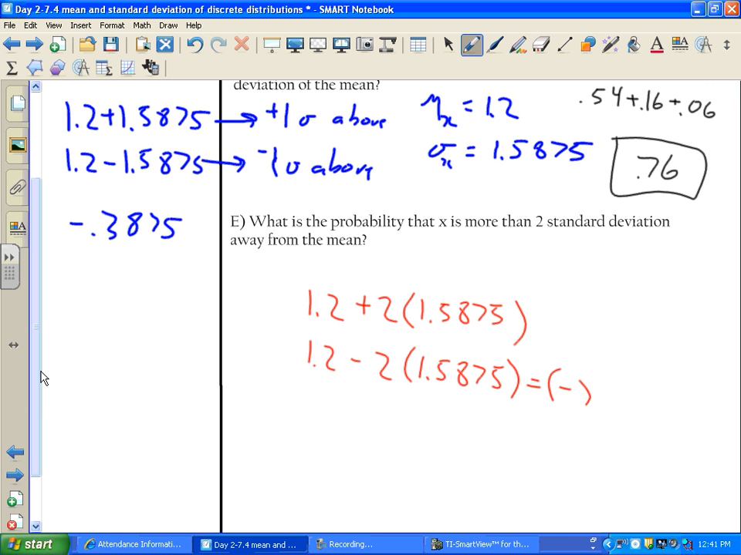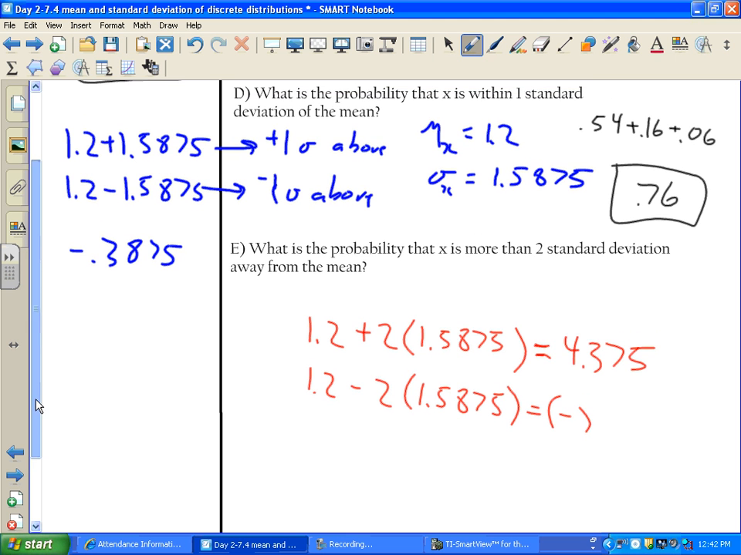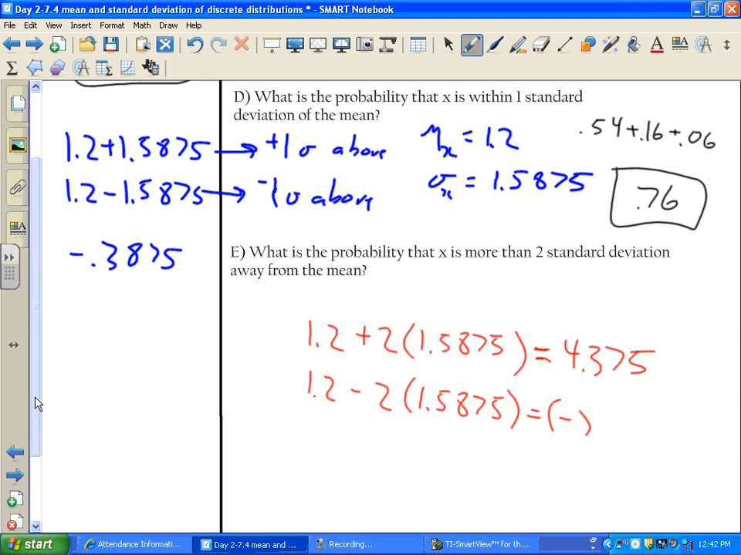3.81? No, we got something different? 4.3? Do we match now? Okay. And we can calculate that bottom one. I'm not too concerned with it.